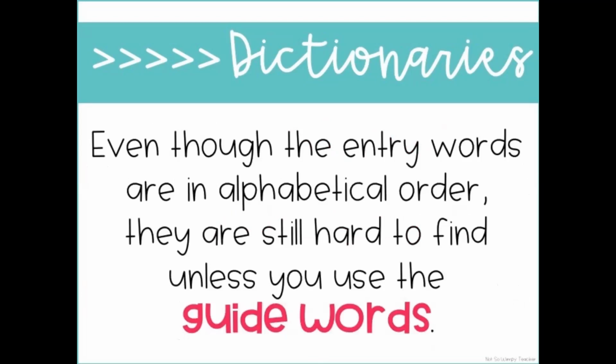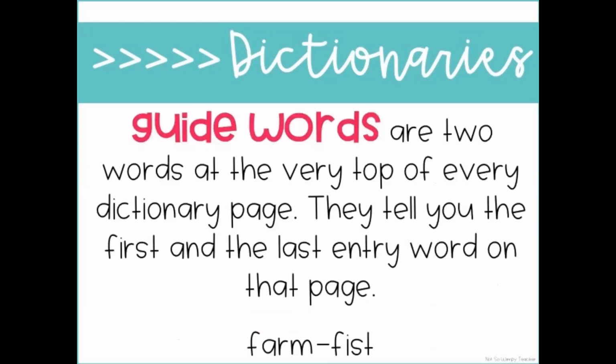Even though the entry words are in alphabetical order, they're still hard to find unless you use what we call guide words. Guide words are two words at the very top of every dictionary page. They tell you the first and the last entry word on that page. So if you were looking at a page that had all of the words that started with like an FA, by the time you ended on that page, you would have words that start with FI. So farm would be the first word on that dictionary page, and fist would be the last entry word on that page.